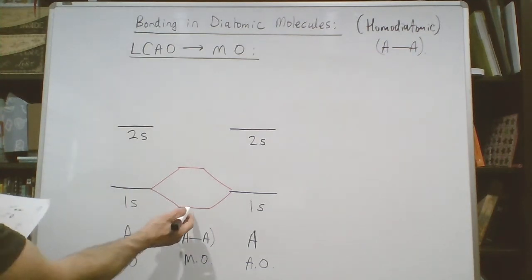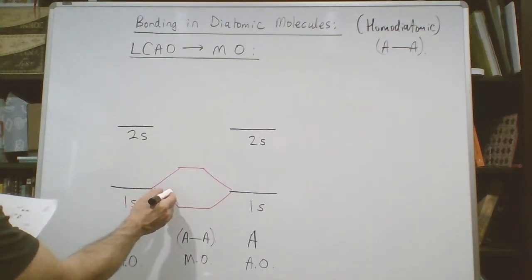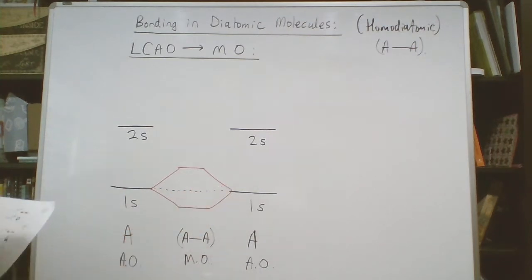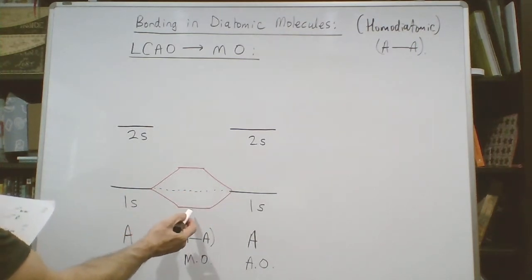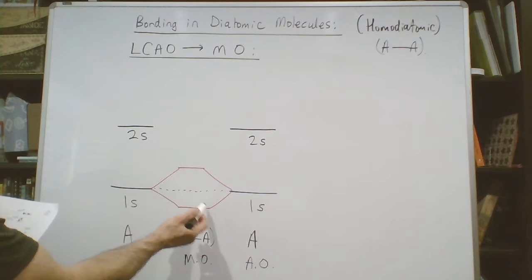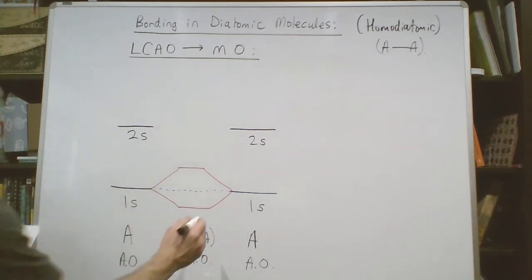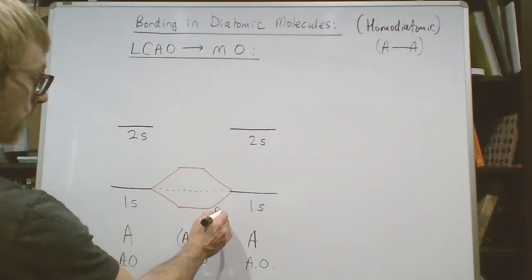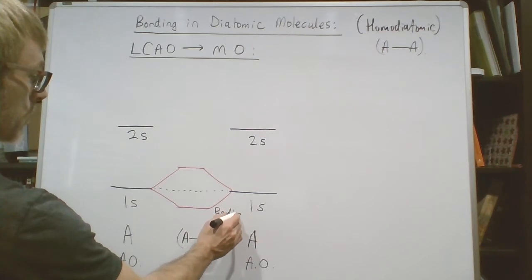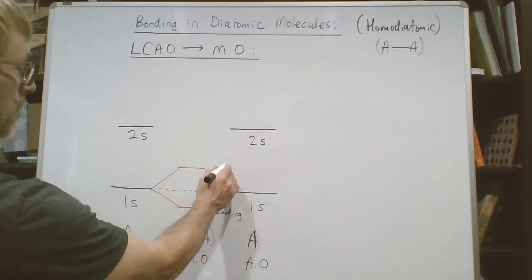And I can have a bonding orbital which is stabilized with respect to the barycenter. So this is stabilized because I've gone down in energy, and this is destabilized. So this would be bonding, and this would be anti-bonding.